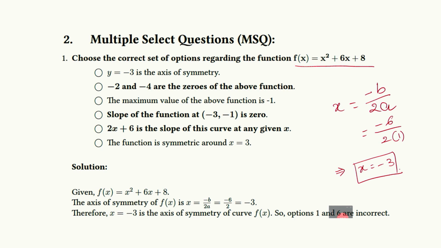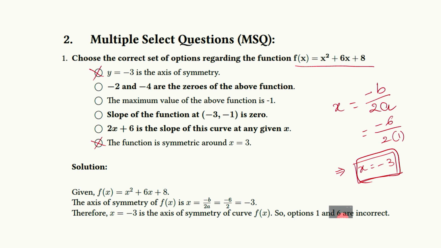So we can say that this is an incorrect statement because it says y is equals to minus 3 is the axis of symmetry. Similarly, sixth option is also incorrect because it is not symmetric around x is equals to 3. It is symmetric around x is equals to minus 3.